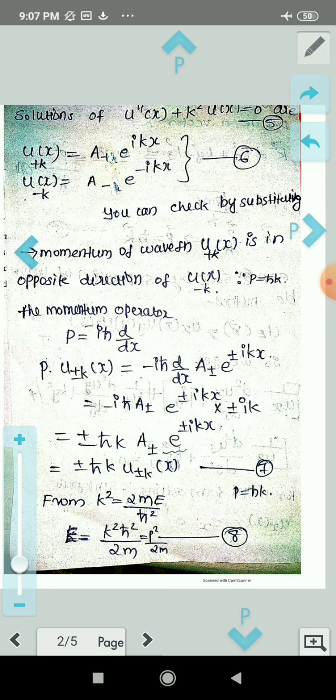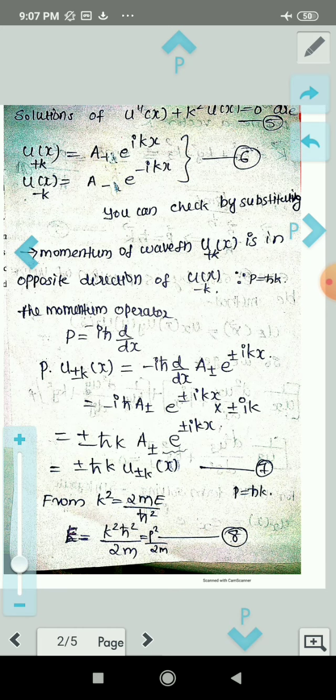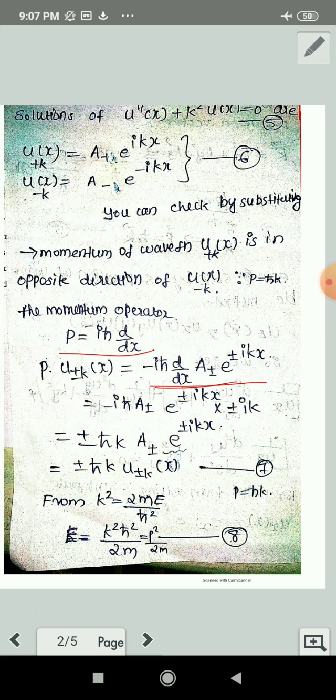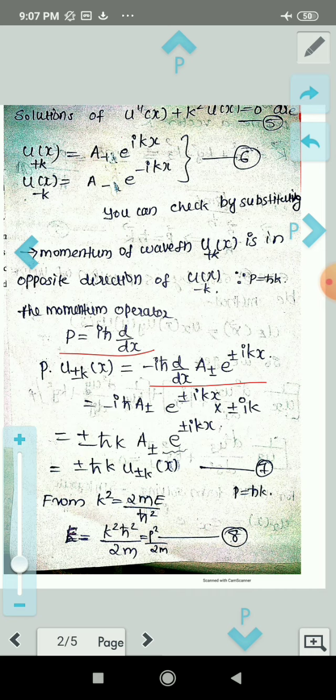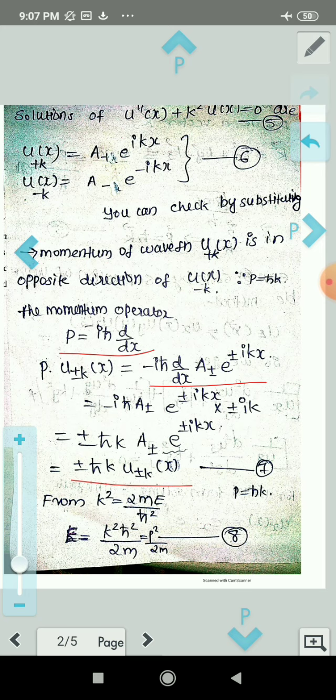then we want to find the corresponding momentum for each wave function. We want to find out the momentum. So the momentum operator is minus i h cross d by dx, and it is operating on the wave function. Okay, so we are just taking the derivative. So we get this, that is, when the momentum operator is acting on the wave function, what do we get? Plus or minus h cross k into u plus or minus k of x. Okay, so we can say that p is equal to plus or minus h cross k.